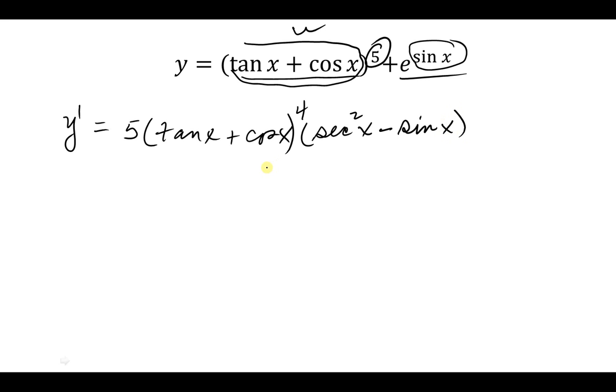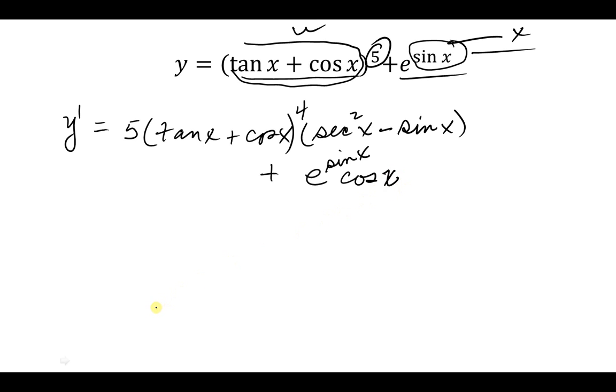And then we're going to treat sine of x as if it were just plain old x, and we know the derivative of e to the x is e to the x, so we're going to write down e to the sine of x. But because this was not just plain old x, we have to multiply by the derivative of sine of x, which is cosine of x.